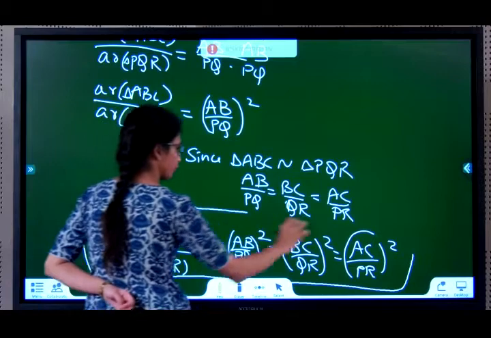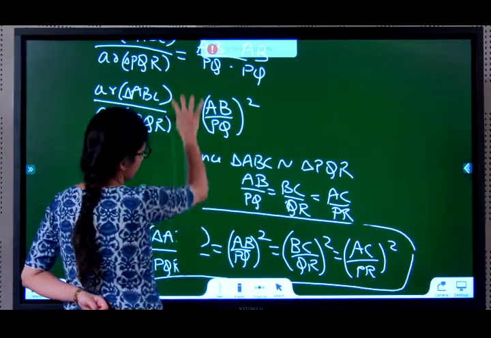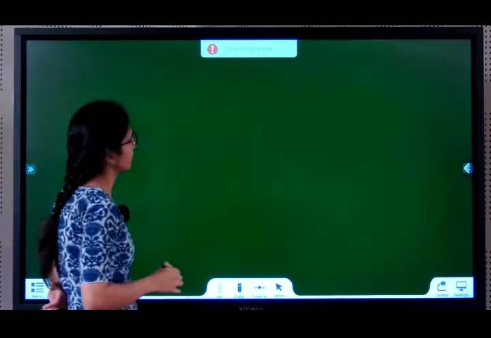Hence proved. What does the statement mean?